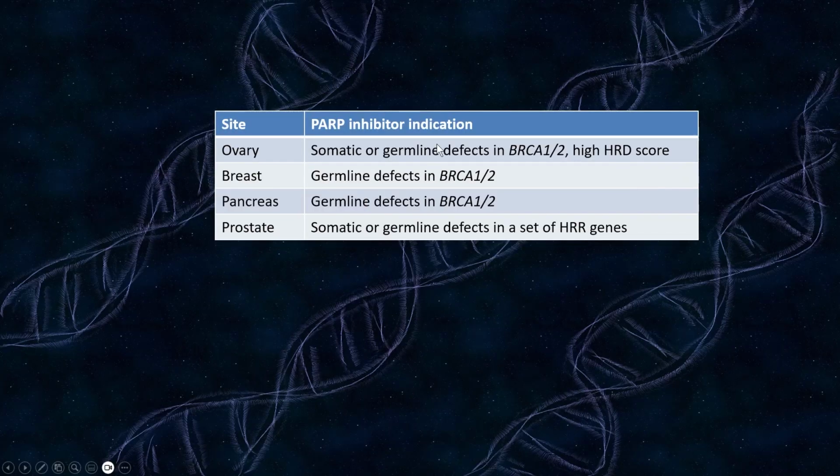So the approvals get a little bit complicated here. It depends on the tumor type. So like ovary, these can also change. Somatic or germline defects in BRCA can get the PARP inhibitors, or the high HRD score. That's particularly high-grade serous carcinomas. And then breast and pancreas, germline defects in BRCA. And then prostate, somatic or germline defects in a set of the HRR genes that have that FDA approval. So it's a little complicated to keep track of. It's complicated in general, I guess.